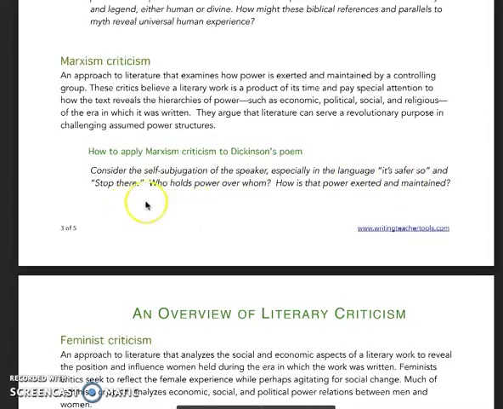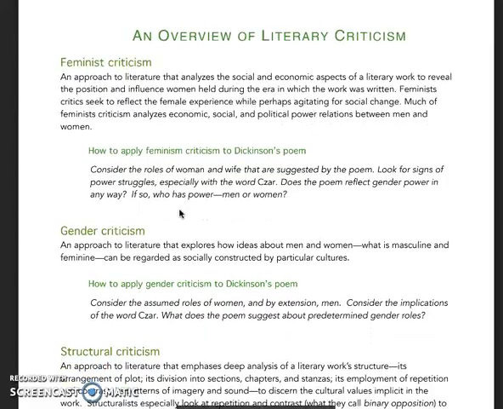So we might focus on a couple of key areas in the language, and so this idea of who's holding power over whom, and how is that power exerted and maintained. So that's what we would do in Marxist criticism. We've got a few more to look at here.